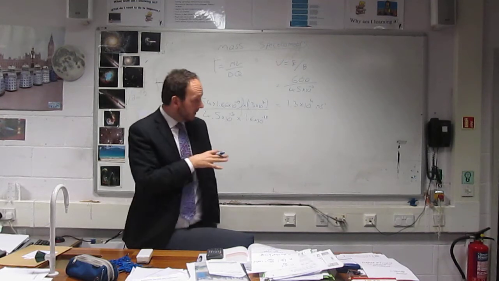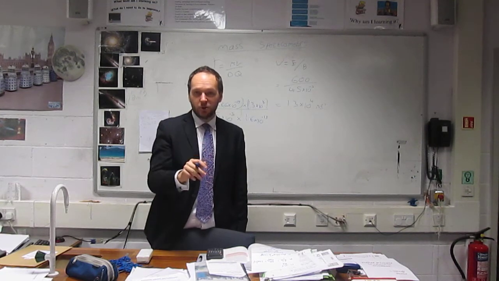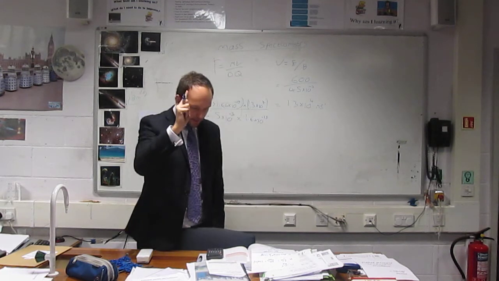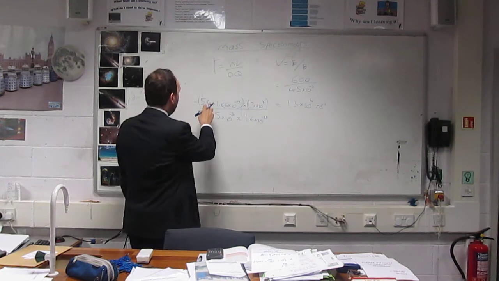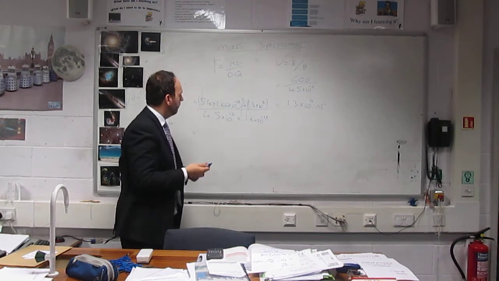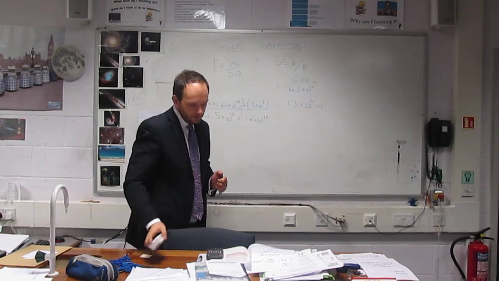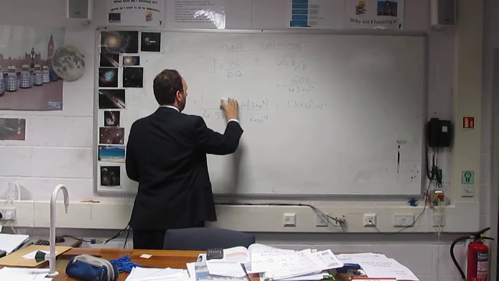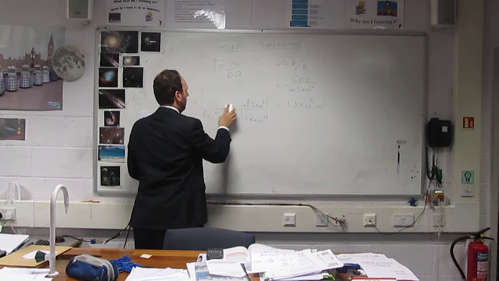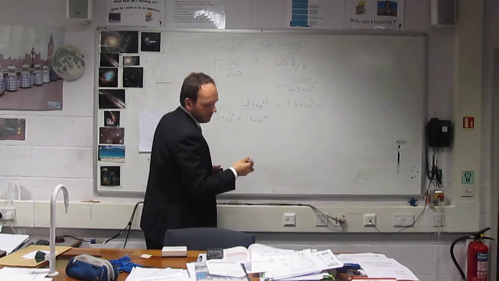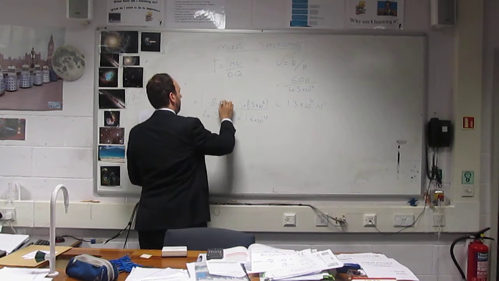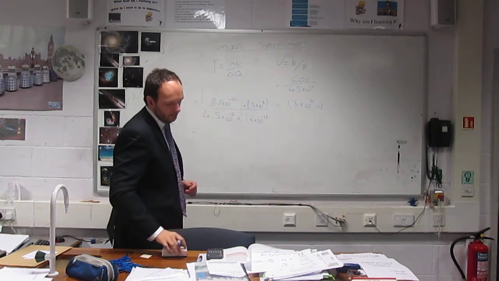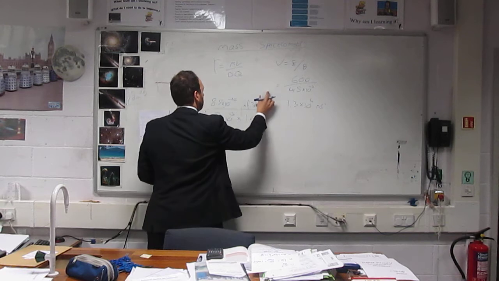You think you can plug all that into your calculator, push equals, don't. You will make a mistake. One step at a time. So our top, 54 times 1.66 times 10 to the minus 27, becomes 8.9 times 10 to the minus 26. Next step, let's do the top row.